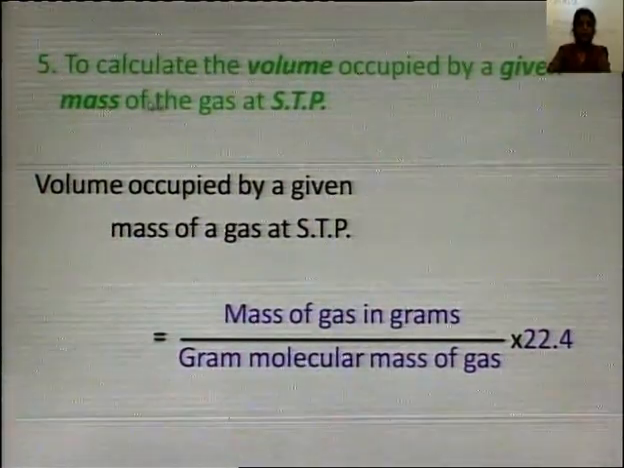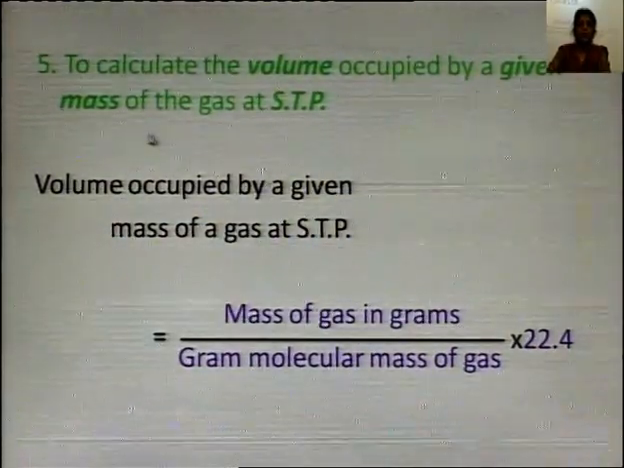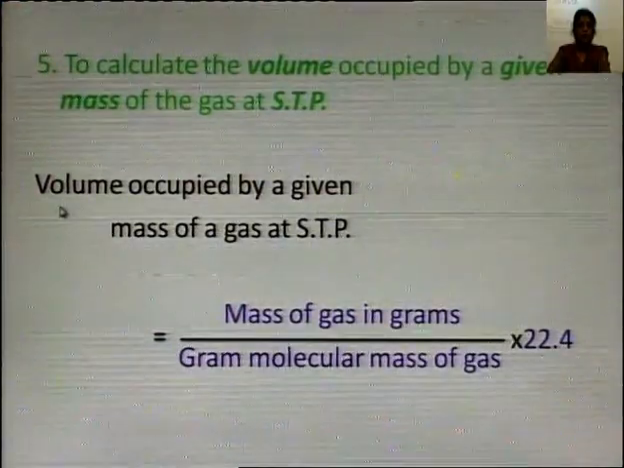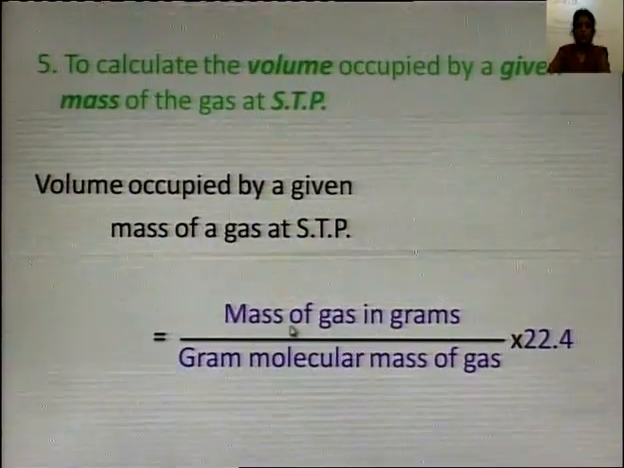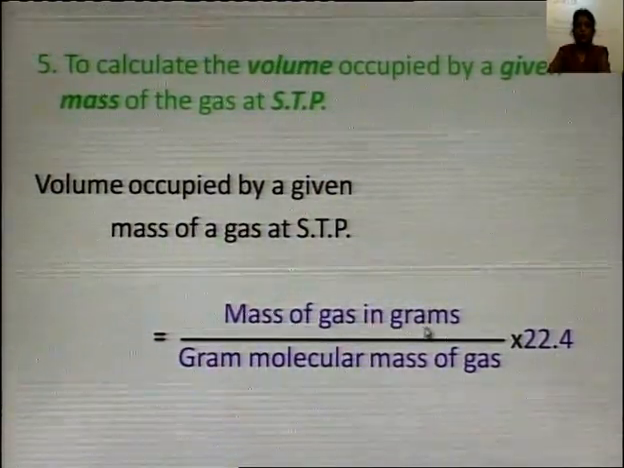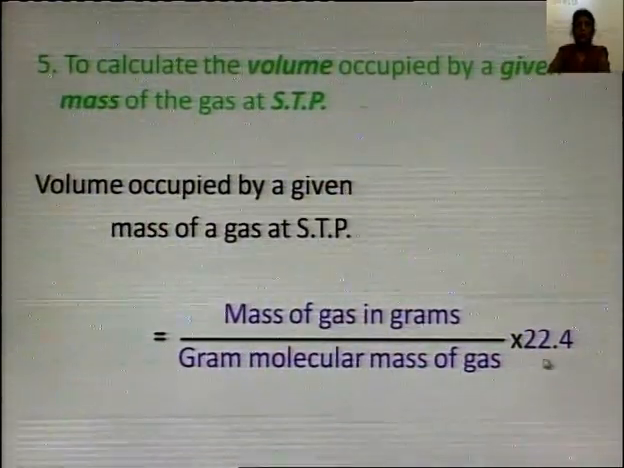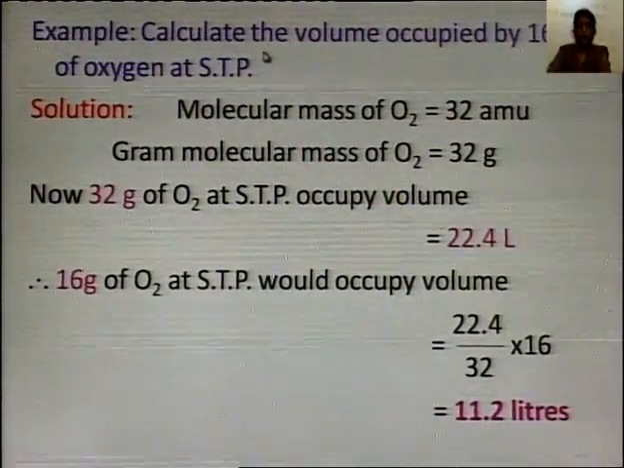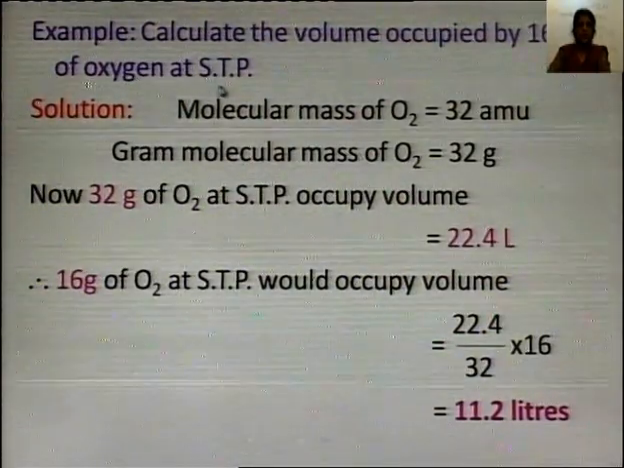The fifth application is to calculate the volume occupied by given mass of gas at STP. The formula for it is: volume occupied by given mass of gas at STP is equal to mass of gas in grams divided by gram molecular mass into 22.4 liters. So, let us take an example: calculate the volume occupied by 16 gram of oxygen at STP.